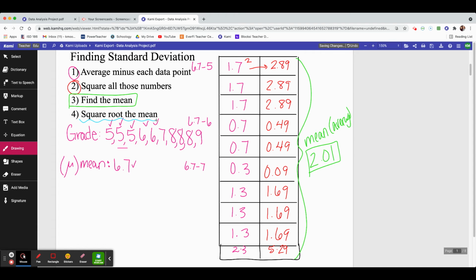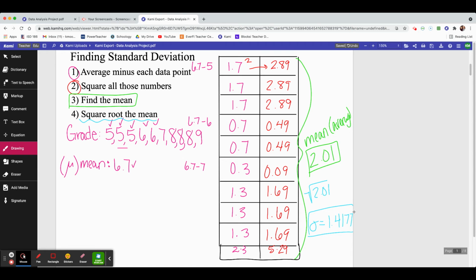Okay, now the last step you would do to do standard deviation is you would square root that mean. And so I'm going to take the square root of 2.01. And what I end up getting, our standard deviation symbol kind of looks like that, we get 1.4177. And so that would be the standard deviation that I would put in that box.